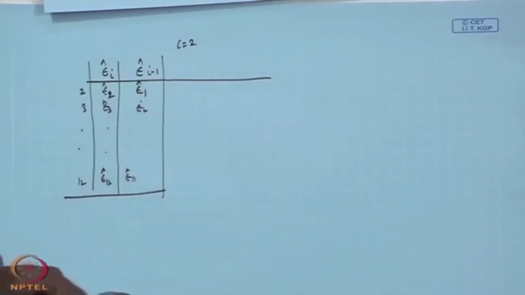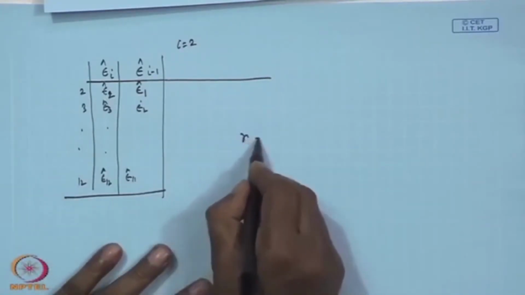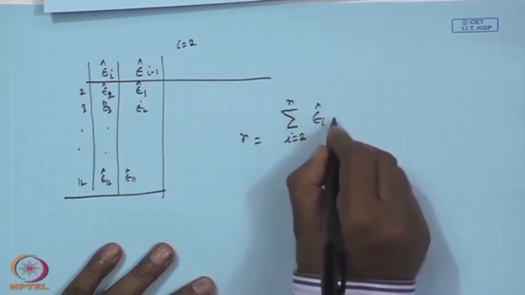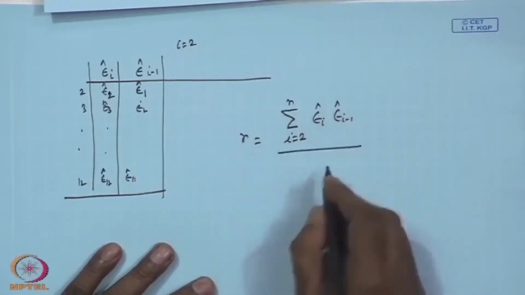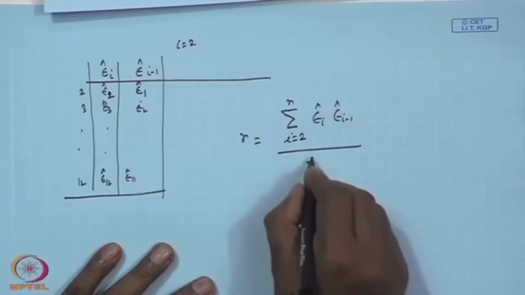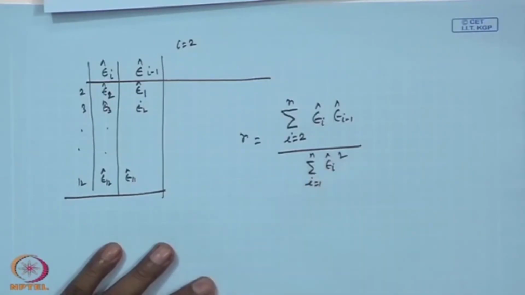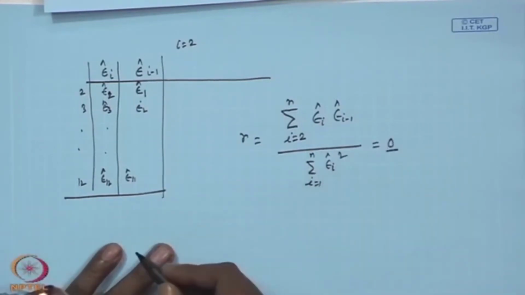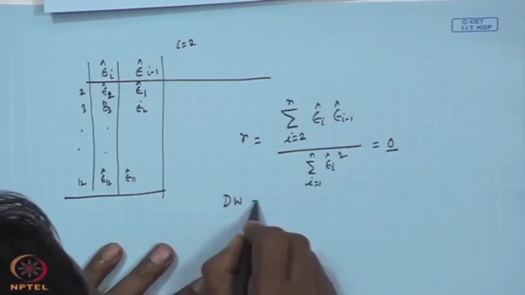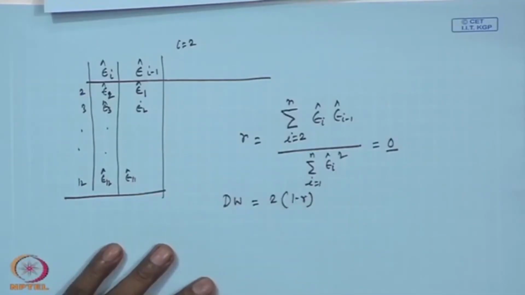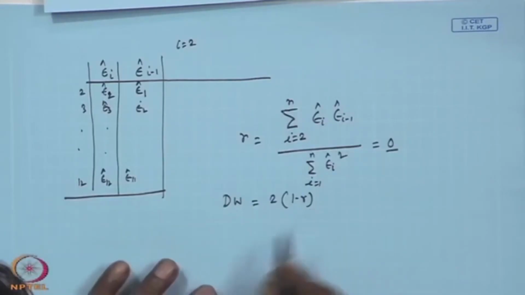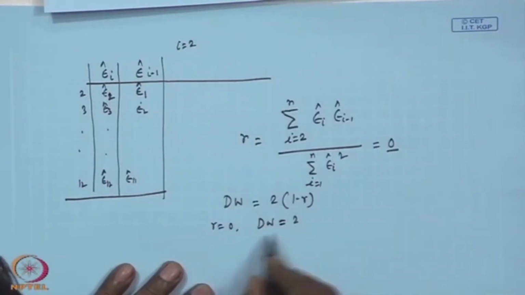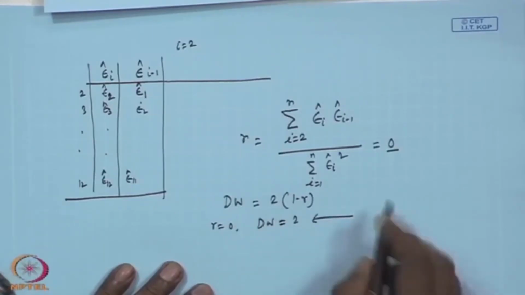You can go for different lags also, and then the R value will be the sum from i equal to 2 to n of epsilon i cap times epsilon i minus 1 cap, divided by the sum from i equal to 1 to n of epsilon i cap squared. This is correlation, and this value should be 0. Now, there is a relation between dW and this correlation coefficient: dW is approximately 2 minus R. So when R equal to 0, dW equal to 2. In the Durbin-Watson test, if this value is 2, it indicates no correlation.